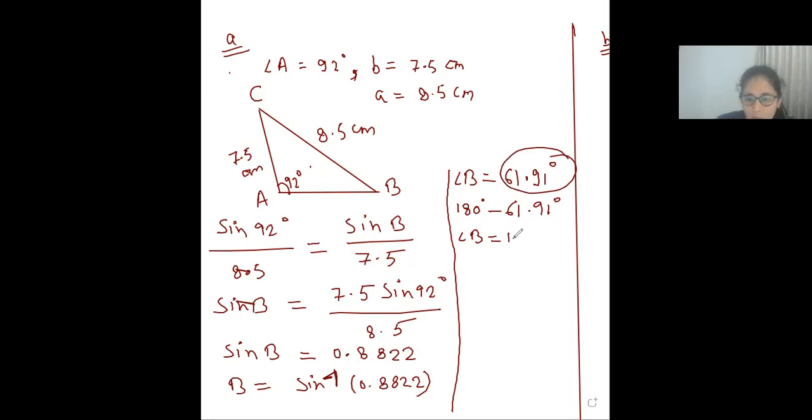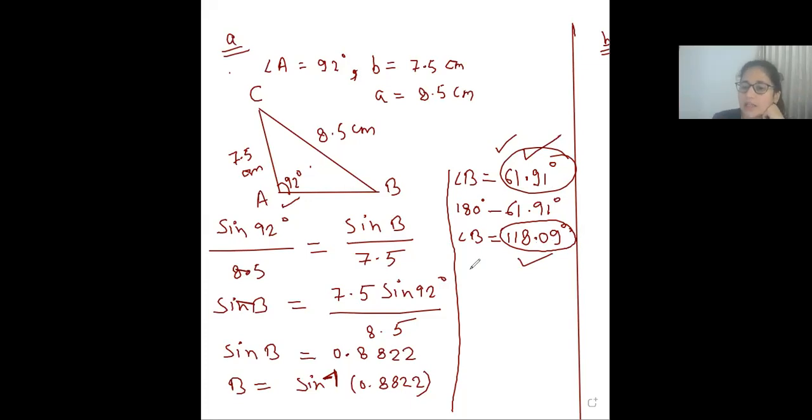That is equal to 118.09 degree. Okay, so now the case is clear. If one angle is 92 degree, another angle B is 61.91 degree. There are two cases: one if angle B is 61.91 and another if angle B is 118.09. So no need to solve more.